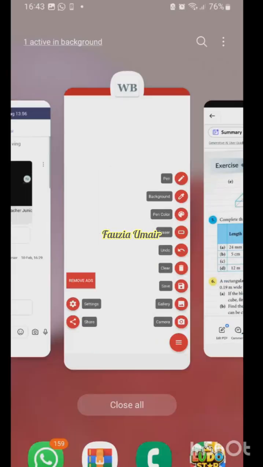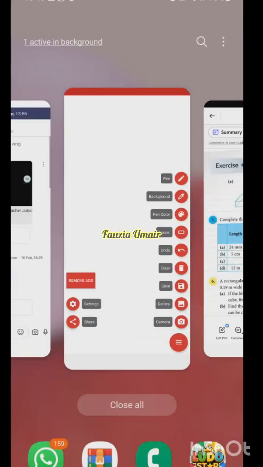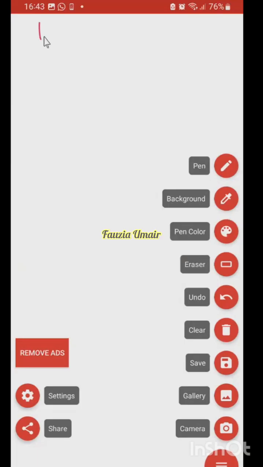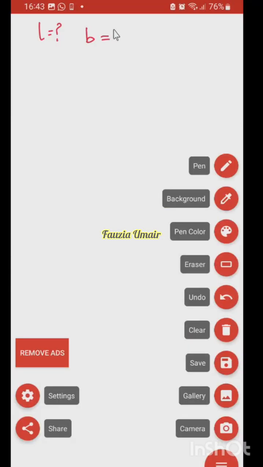In C part this time, length is not known. Breadth is 6 centimeter and the height is 3.5 centimeter. We need to, and the volume is also given. We need to find out surface area also. Okay. So volume is 52.5 centimeter cube. Okay, beta.